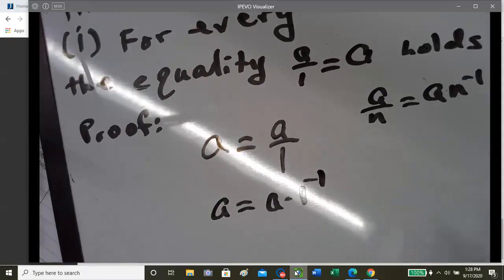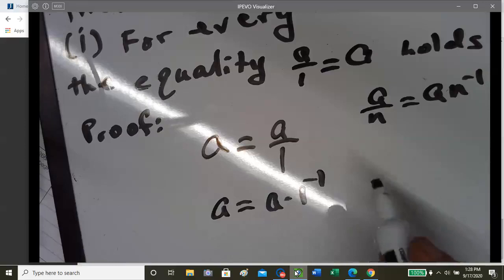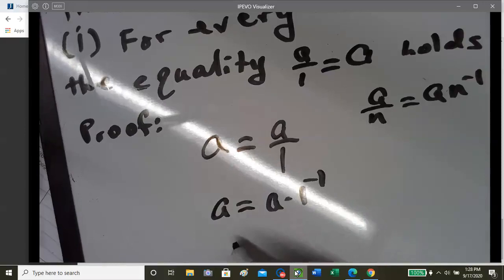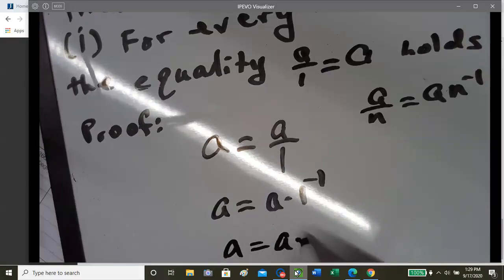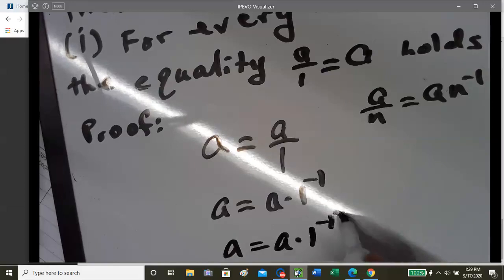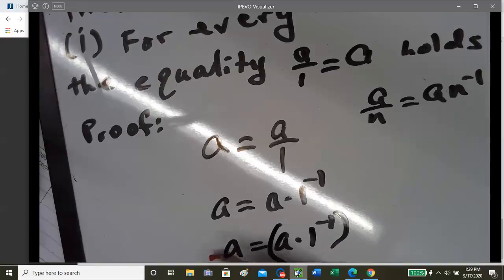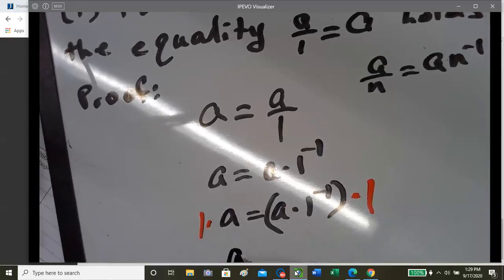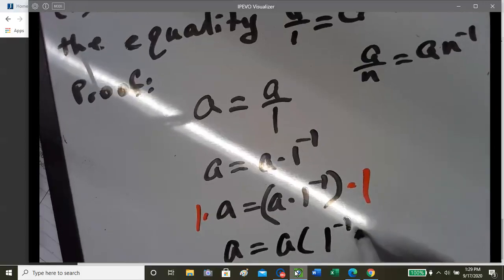And so if we multiply 1 to both sides, let's say we multiplied 1 and we multiplied 1. And then through the associative property, so 1 times a we said is a. So through the associative property, a times reciprocal 1 times 1.